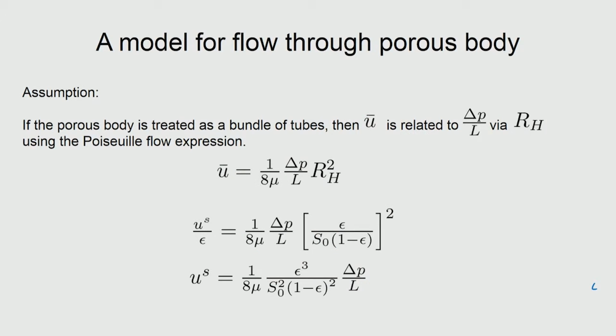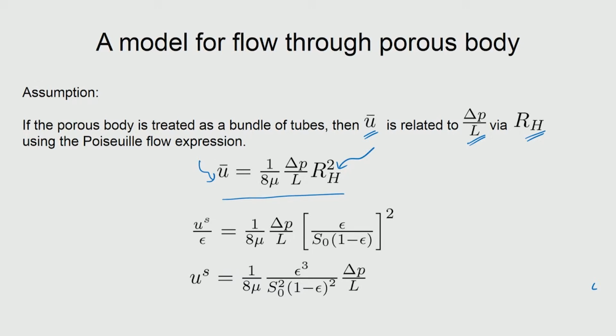So, we are making an assumption that the porous body is treated as a bundle of tubes, so each connected void is like a tube. Then, if the actual velocity is related to the driving force for the flow through the hydraulic radius, maybe we can use the pipe flow expression or Poiseuille flow expression for connecting these quantities. We are just going to apply that equation, which we have already seen earlier. The only difference is that this is related to the superficial velocity, and this is related to the porosity and the wetted area per unit volume of the solid.